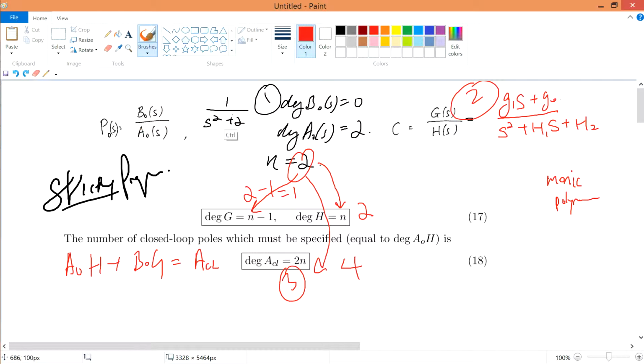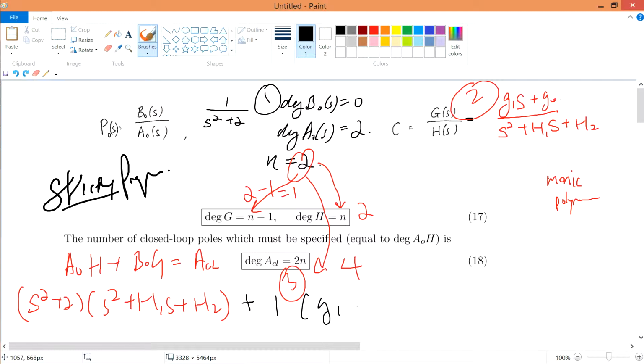Your A naught is what? A naught is this one over here, s squared plus 2. Same thing I sub in over here, s squared plus 2. Your H is now this one over here, which is similar to this one, so I'll just sub in over here also. Yes, and then plus B naught. B naught is simply 1, so I'll just sub in 1. And then G is this one, g1 s plus g naught, the zeros of your controller, which equals your A_CL. So this is your first equation.